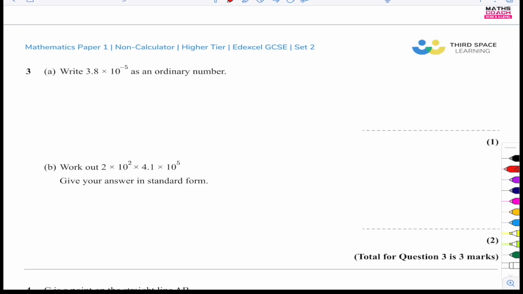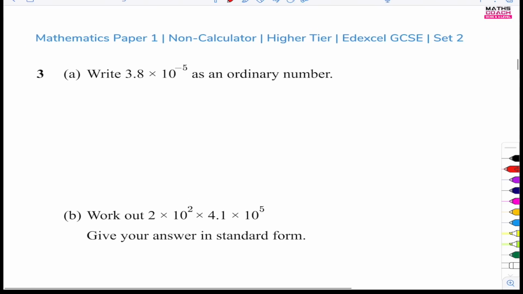So on to question number 3. Write 3.8 times 10 to the power of minus 5 as an ordinary number. We have this in standard form. So what does this mean? Let's go and zoom in a little bit. So we've got the minus here, which would mean that this is a 0 point something number, okay? And minus means that these numbers will go this way. How many steps? 5 times.